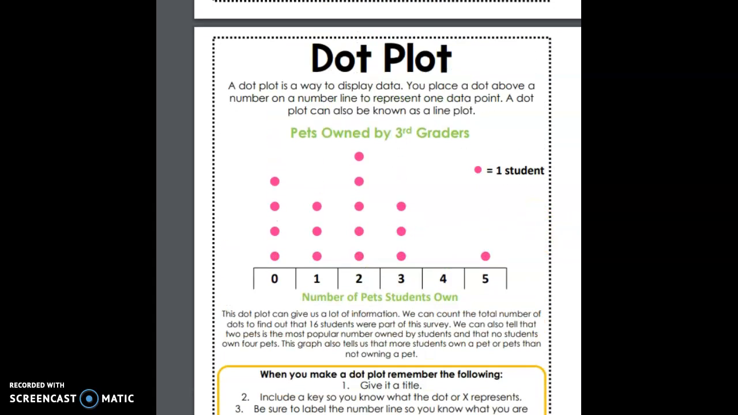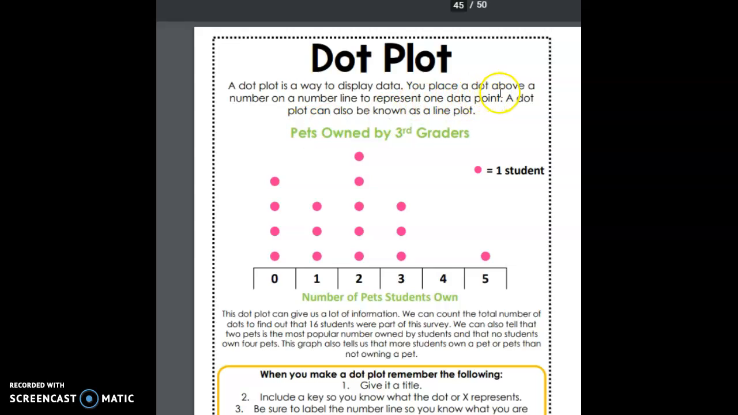This is a dot plot. This one's probably kind of new to you, okay? You place a dot above a number on a line to represent one data point. So a dot plot can also be known as a line plot. So this is the pets owned by third graders. Each dot represents one student.